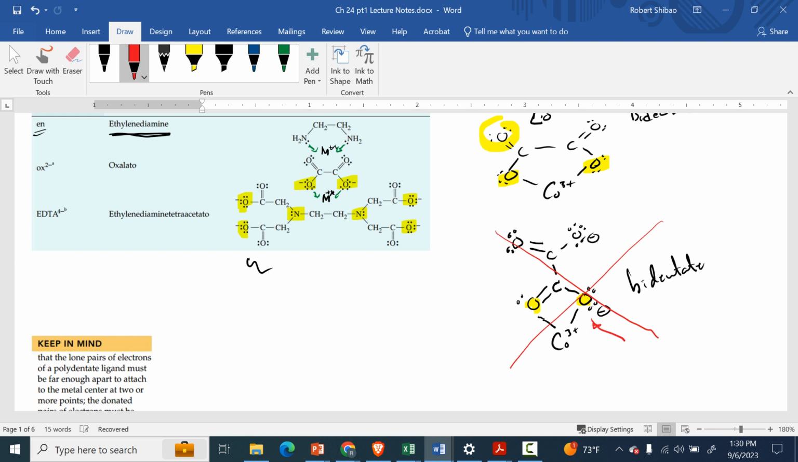Did you guys review hybridization over the weekend? sp3, that's correct. Good. What are the angles in sp3 hybridization? The ideal angle. 109. This is going to be distorted, but we'll just put in the ideal angle here.